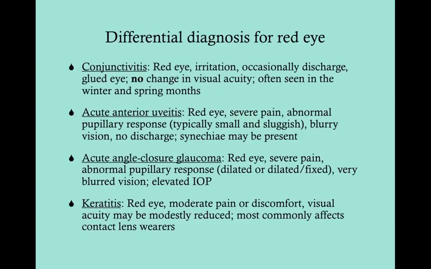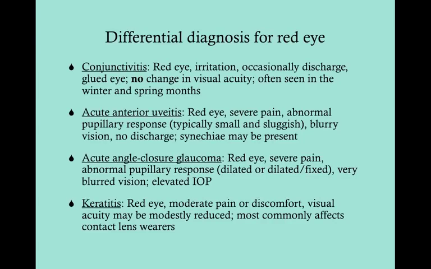So in addition to the red eye and severe pain, typically you will have miosis. Even in dark settings, you won't be able to dilate the pupil. That's just because of the inflammation. You're unable to open the pupil. They may also have difficulty fixating. In addition to that, of course, they'll have blurry vision.